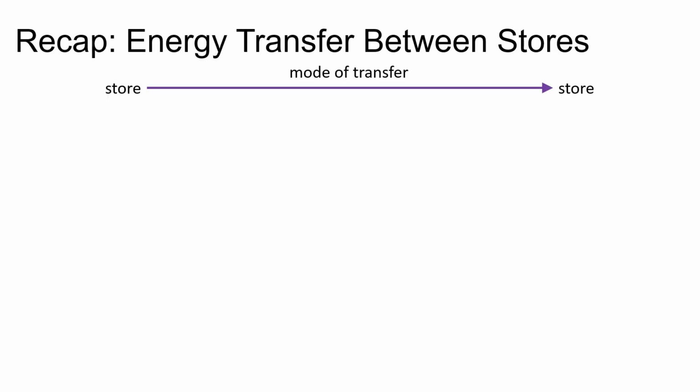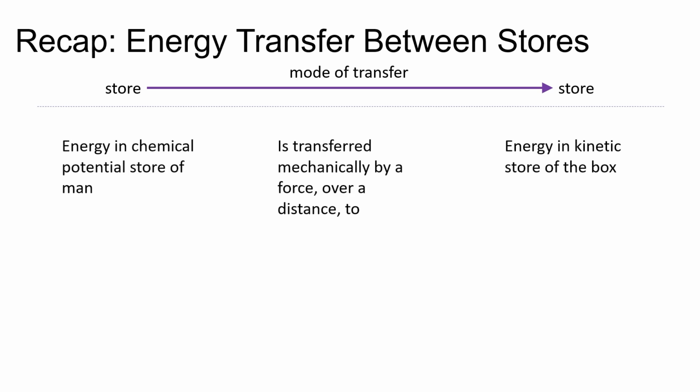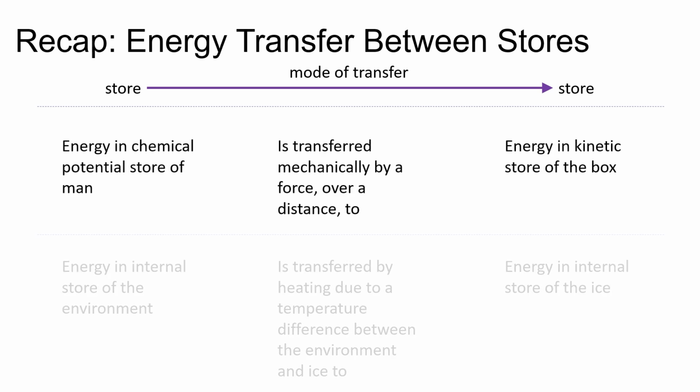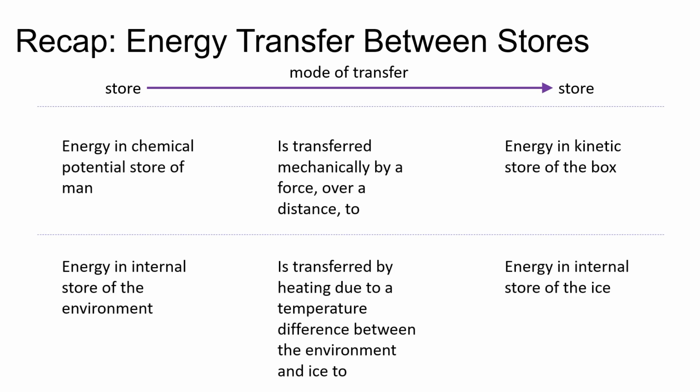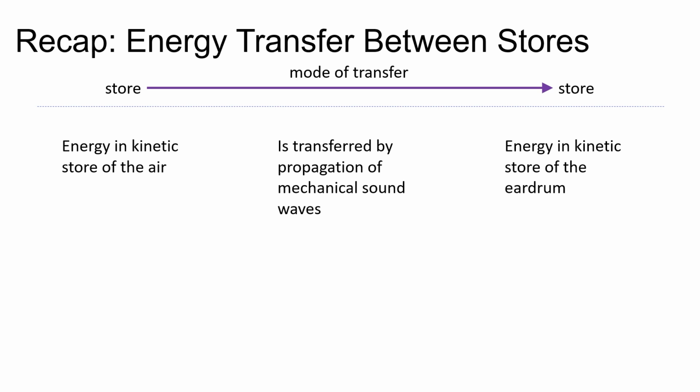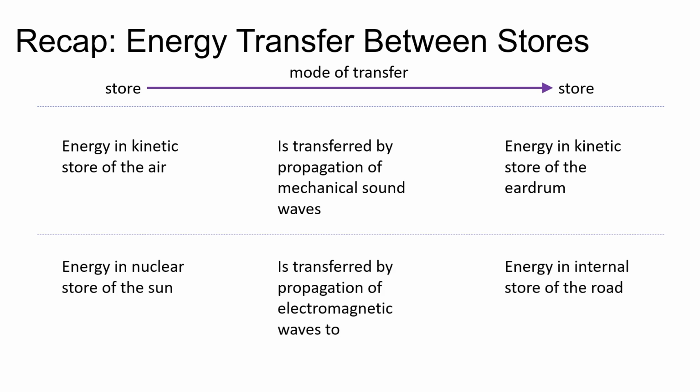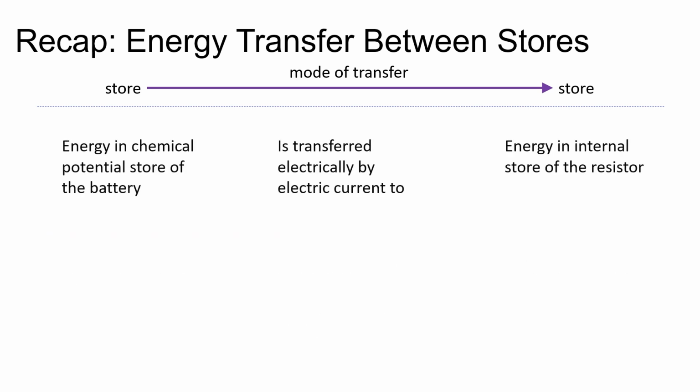To recap, energy can be transferred in 4 main ways: mechanically by a force, by heating due to a temperature difference, through electromagnetic waves or mechanical sound waves, and electrically by electric current. Remember, the total energy remains the same even though it might move between stores.